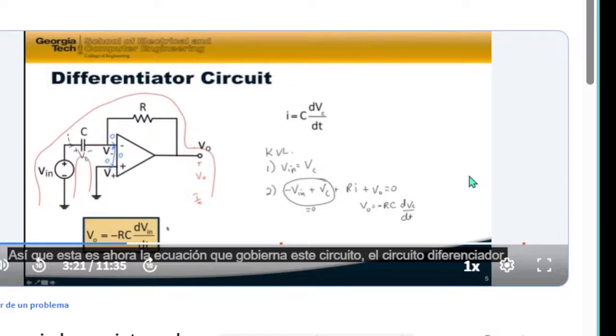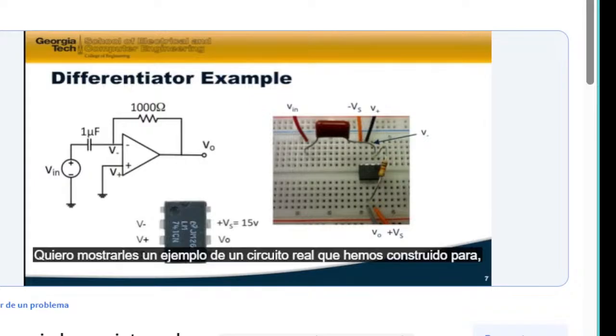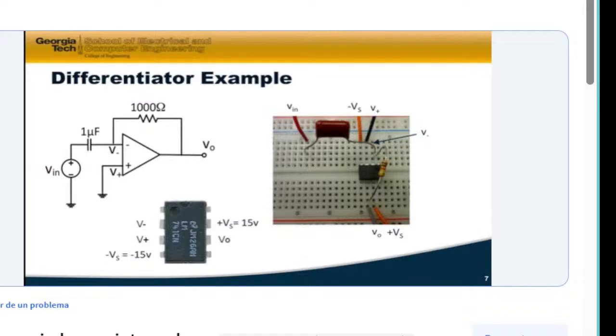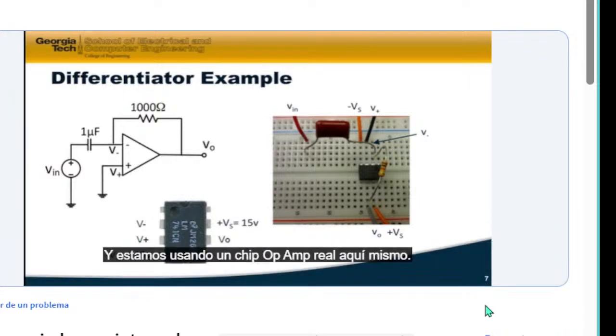The differentiator circuit. I want to show you an example of a real circuit that we've built to demonstrate this. One microfarad and one kilo-ohm. And we're using a real op-amp chip right here.